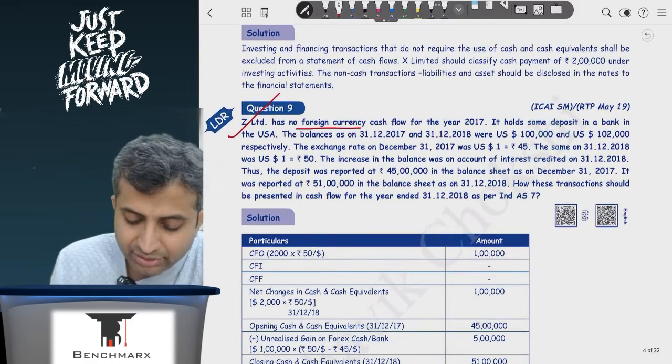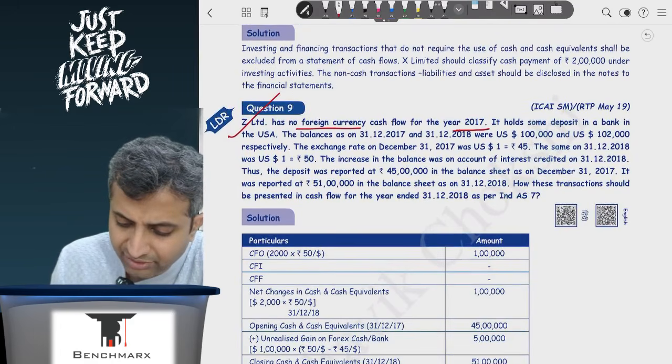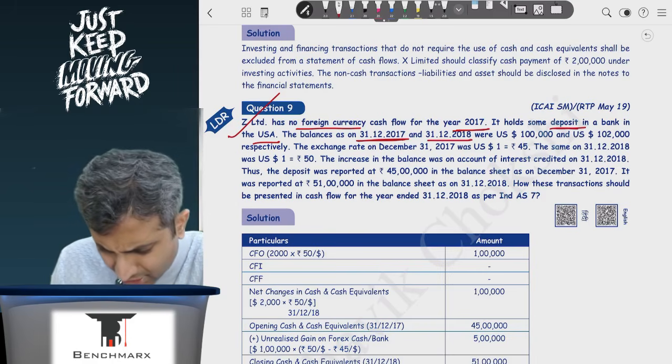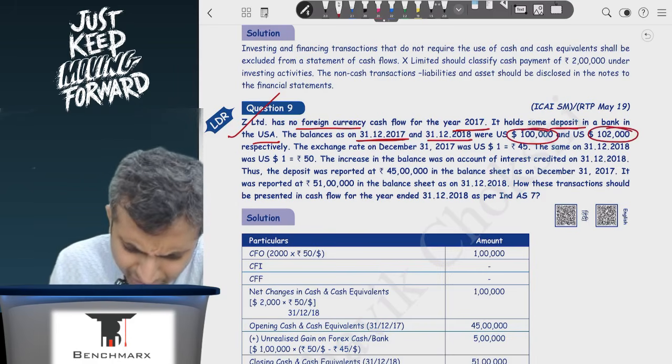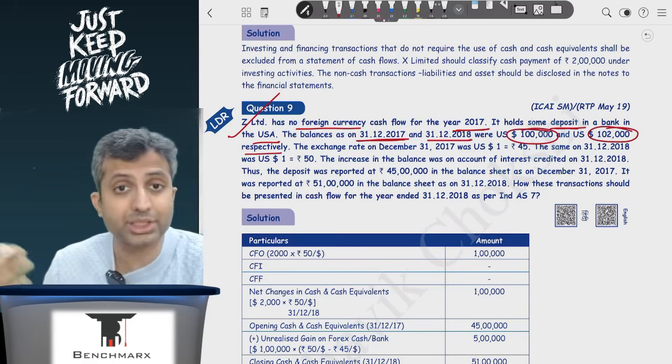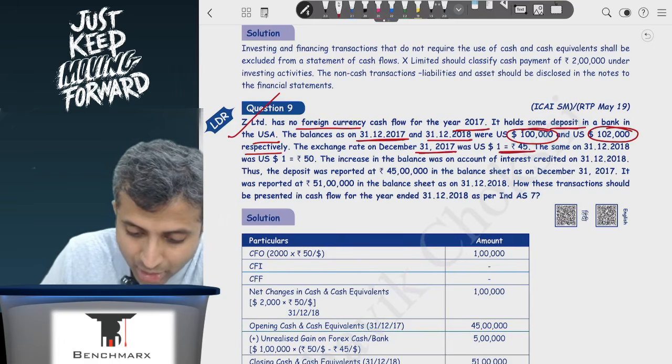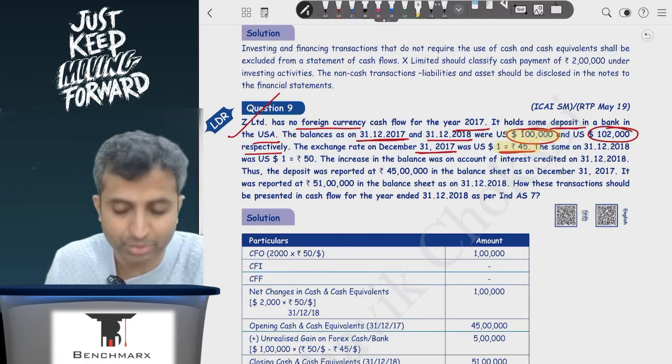Z has no foreign currency cash flow in the year 2017. It has some deposit in a bank in the US. The balances in December 17 and 18 were $1 lakh and $1,02,000 respectively. Maybe 2,000 is the interest which must have been earned. The exchange rate at the start is 45. So this is 1 lakh into 45. That is 45 lakhs must be appearing.